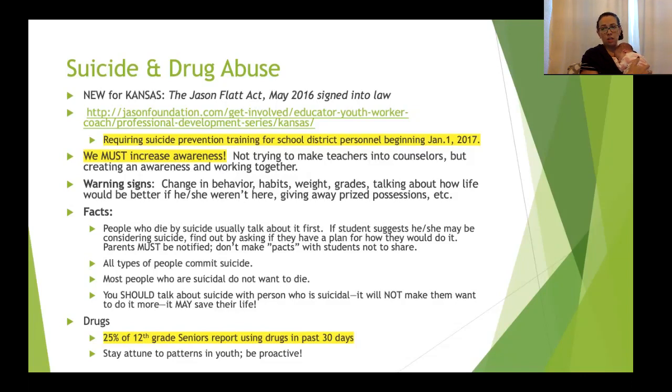It's all kinds. So don't think, well, oh, they're so happy, they would never do this. Oh, they have everything going for them in their life. They have a lot of money. They have a big family. Everything looks perfect. They would never think about doing that. It can happen to anybody.